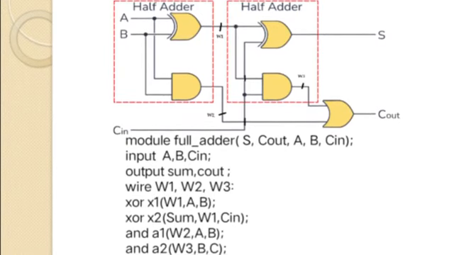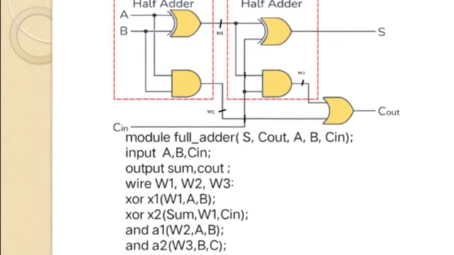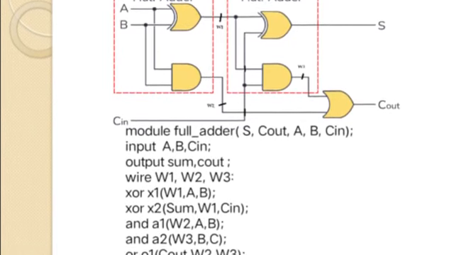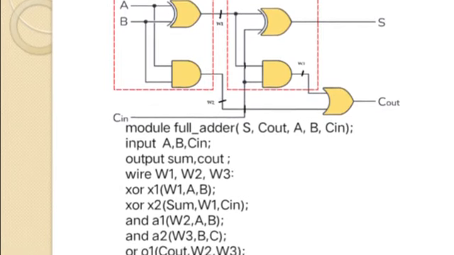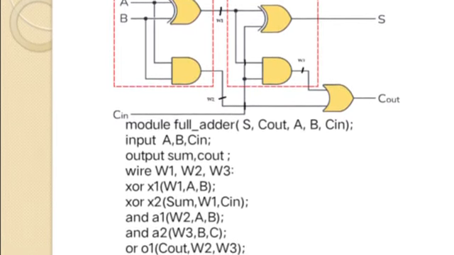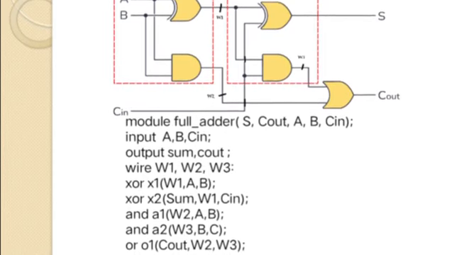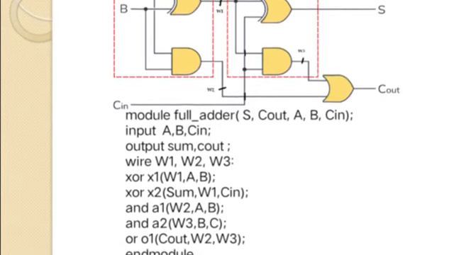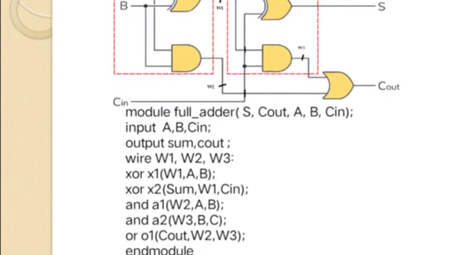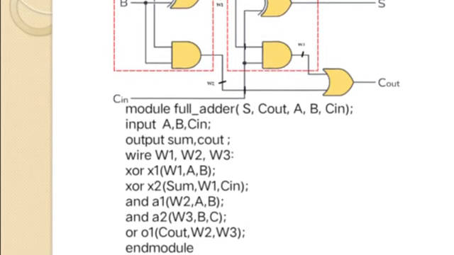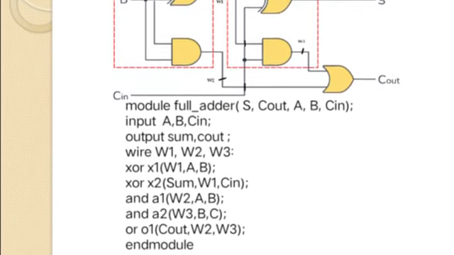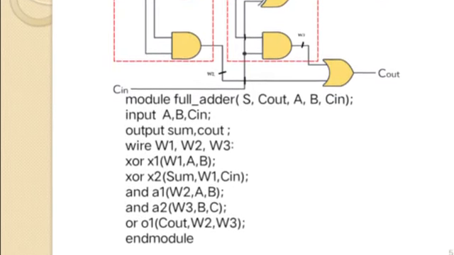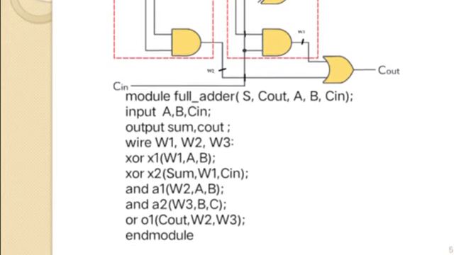Here XOR gate 1, the output is W1, the inputs are A and B. Then XOR gate 2, the output is sum, the inputs are wire 1 comma C in. And then AND gate 1, the output is W2, the inputs are A comma B. And then AND gate 2, the output is W3, the inputs are B comma C in. Then finally the OR gate, the output is C out, and W2 and W3 are the inputs. Then finally end module.